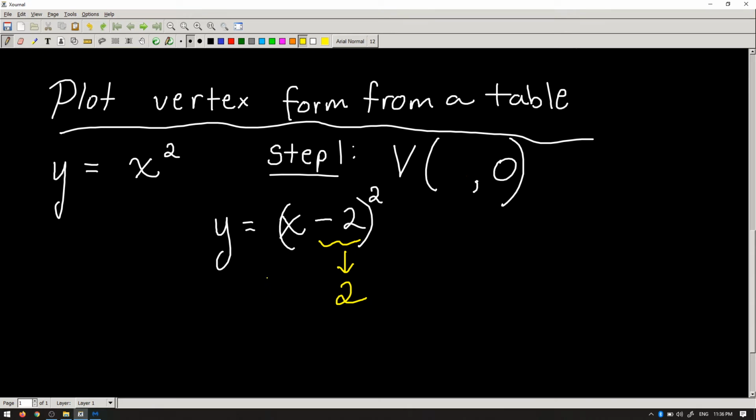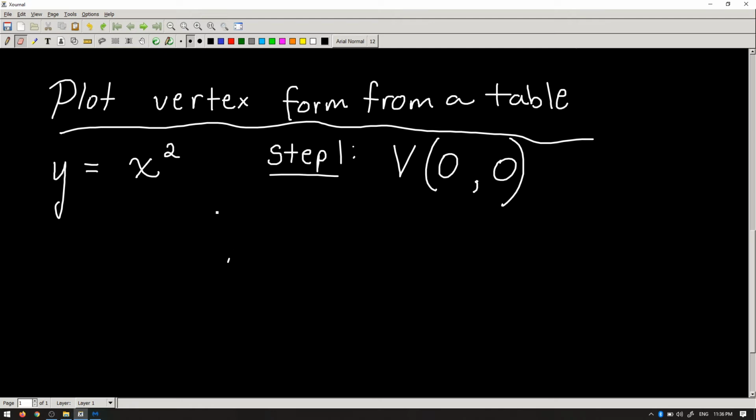So that is how I determine the vertex just from the equation alone in vertex form. So all you have to do is determine whether or not there's a bracket. If there isn't, then the x-coordinate is 0. And then you look on the number on the right. In this case, there was no number on the right, so the y-coordinate is also 0. Now, that's step 1. It's getting the vertex.